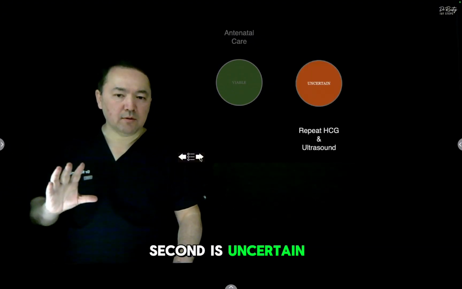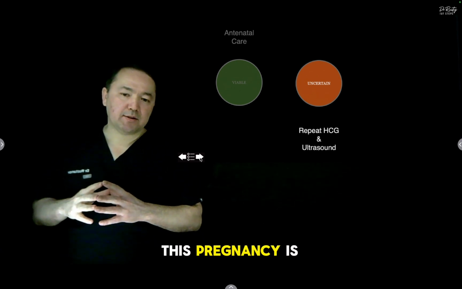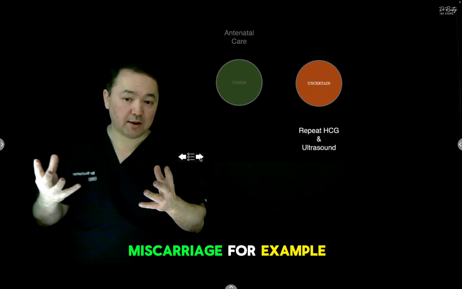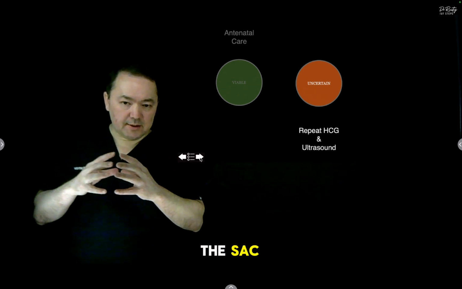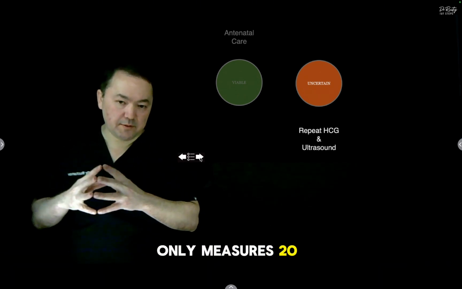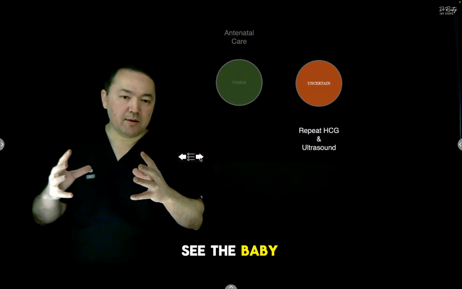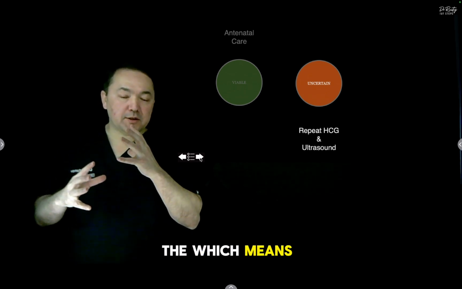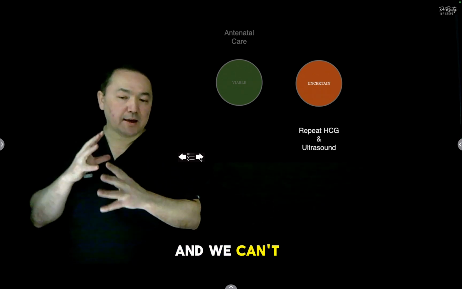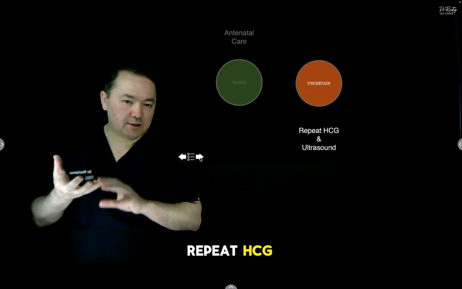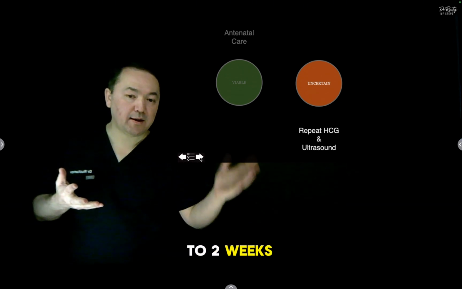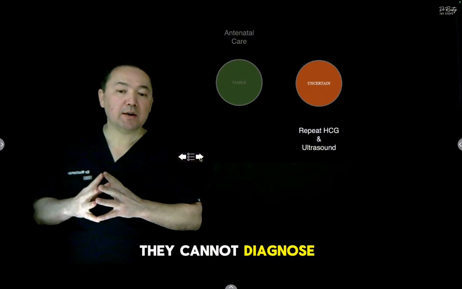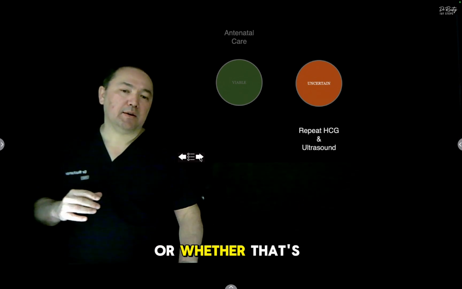Second is an uncertain outcome, which means it looks like this pregnancy is not developing according to plan, but it hasn't reached the criteria for diagnosis of miscarriage. For example, we cannot see the baby inside the sac, but the sac only measures 20 millimeters. Or we can see the baby, but we cannot see the heartbeat, but the baby's measurement is only 4 millimeters, which means it hasn't reached the criteria for miscarriage, and we can't be sure. Then we need to repeat HCG and repeat the ultrasound scan at least 1 to 2 weeks after the scan. Unfortunately, this is a very stressful time. You cannot diagnose whether it's ongoing pregnancy or miscarriage.